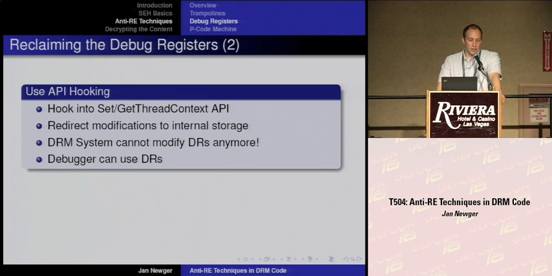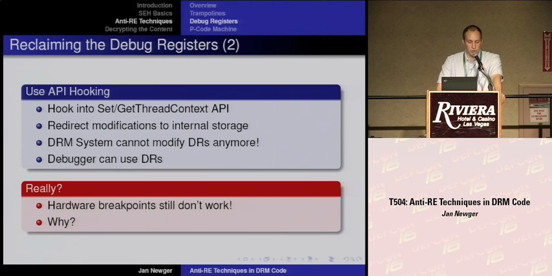Okay, what we can do is use API hooking in userland to hook the SetThreadContext and GetThreadContext APIs, in order to redirect any modification attempt or read attempt to our internal storage and fake all the values the DRM system actually expects to see. As a consequence, the DRM system would not be able anymore to modify the debug registers, and this is good because that's what we ultimately want to achieve.